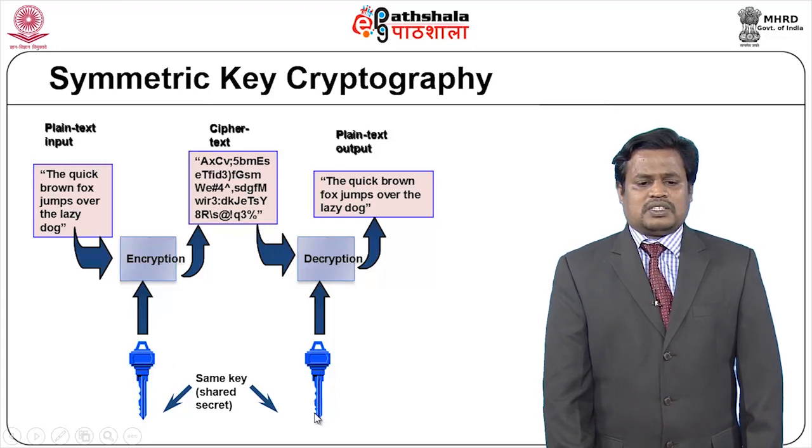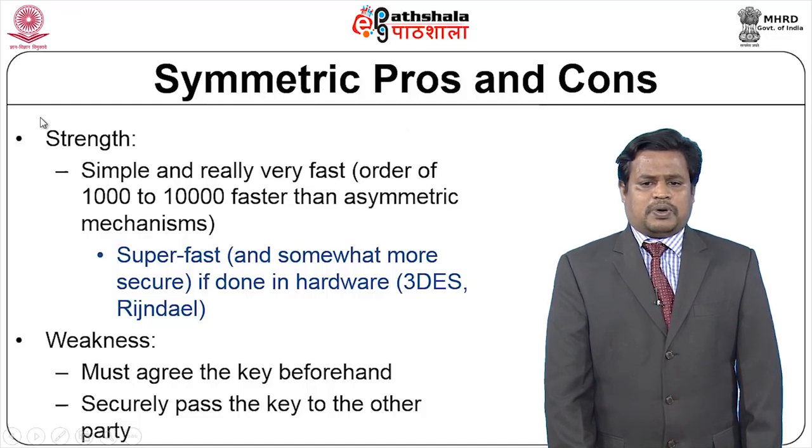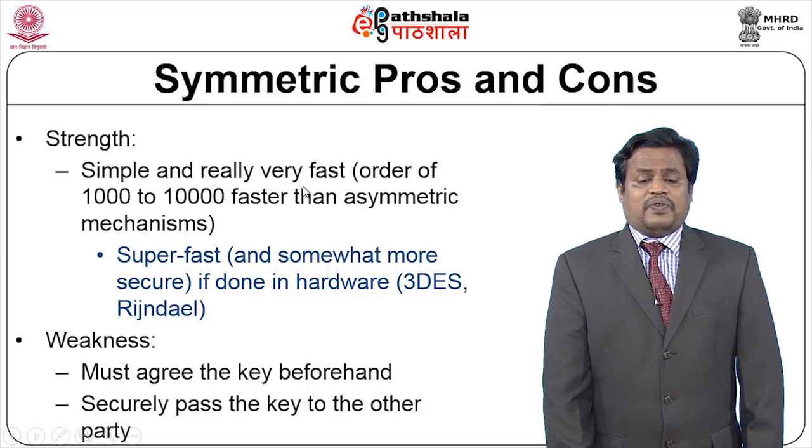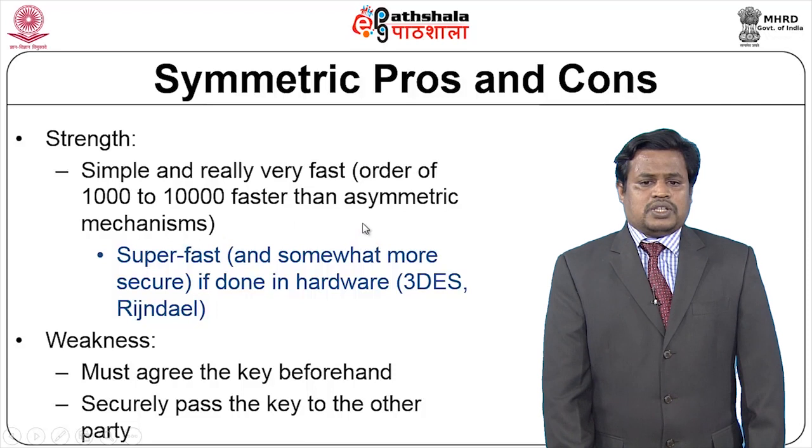So the concept here is that both are using the same key, it's a shared secret. So what is the problem? Suppose I am going for a symmetric key. What are the pros and cons of this symmetric key? The strength is that it is simple and very fast, on the order of 1000 to 10,000 times faster than the asymmetric key mechanism that we are going to see next. Asymmetric key uses two keys instead of one key.